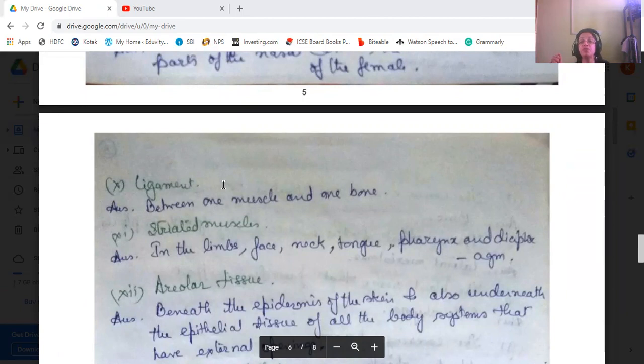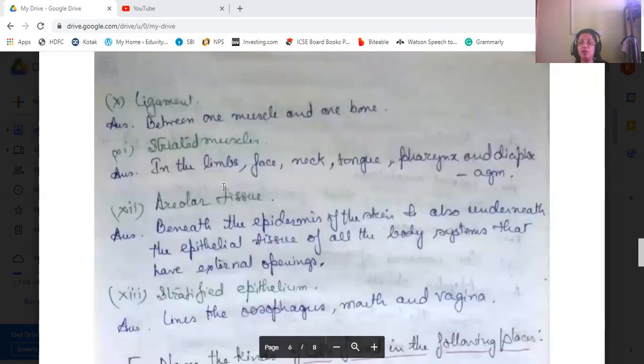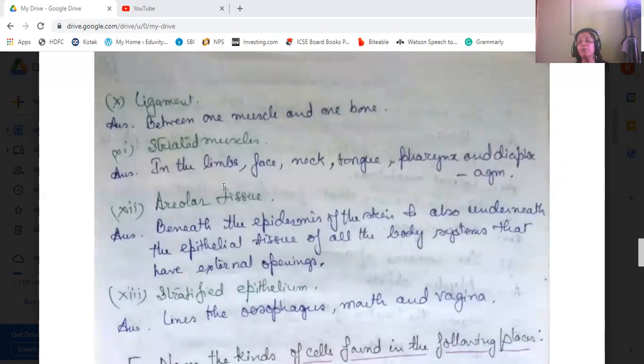Areolar tissue. This is found beneath the epidermis of the skin and also underneath the epithelial tissue of all the body systems that have external openings. All the body cavities which have an external opening, under the epithelial tissue, this lining is there, areolar tissue lining is there. Also, they are found beneath the epidermis of the skin. Okay. Then stratified epithelium, these are found in the lining of the esophagus, mouth, and vagina.